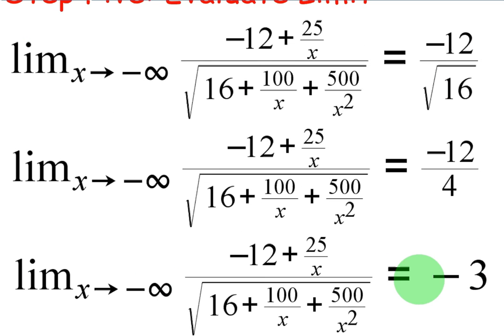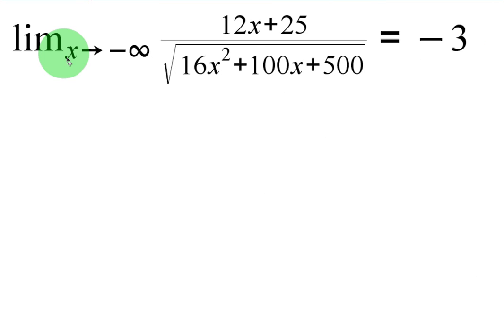I like to always show the original question at the end. So the limit as x approaches negative infinity of 12x plus 25 all divided by the square root of 16x squared plus 100x plus 500 is equal to negative 3.